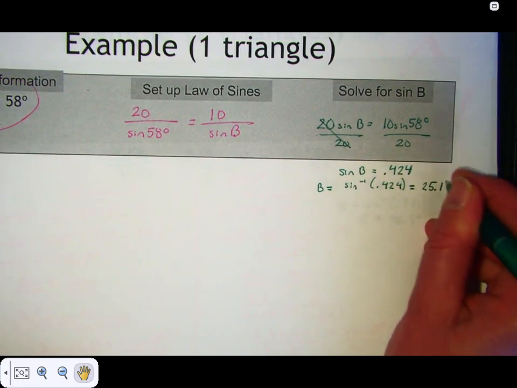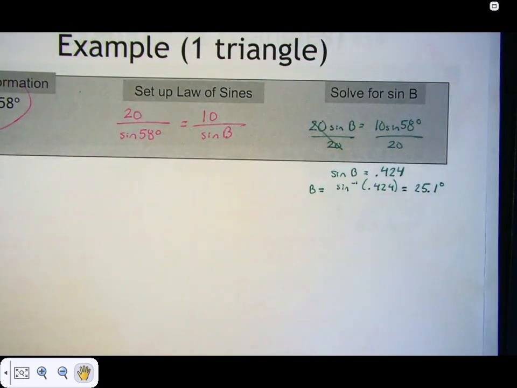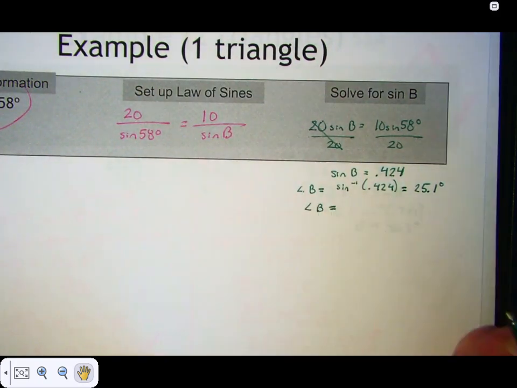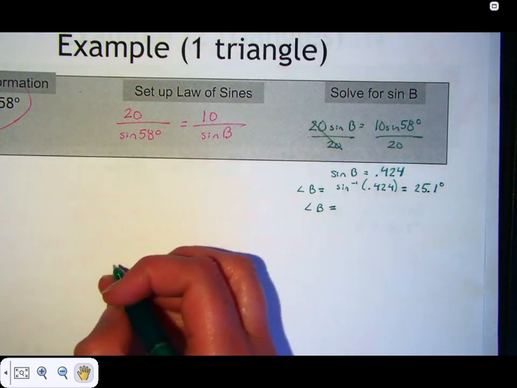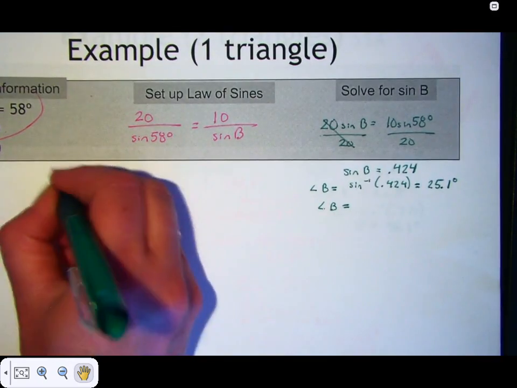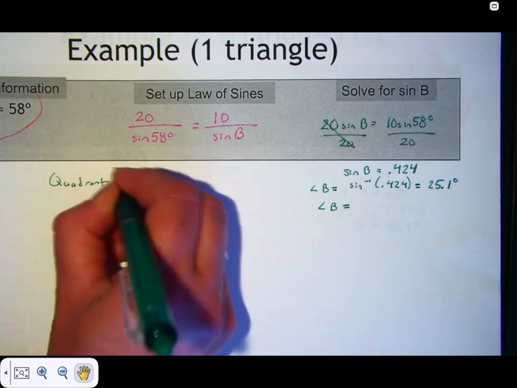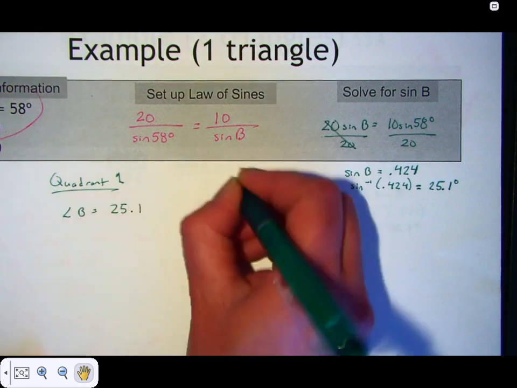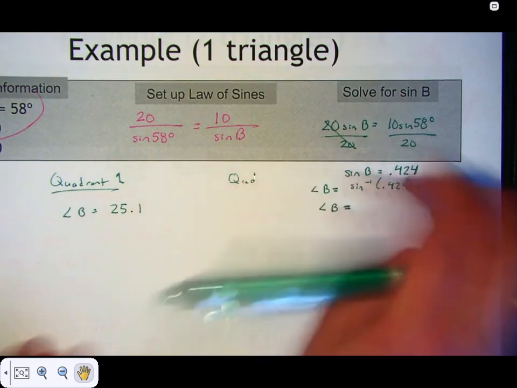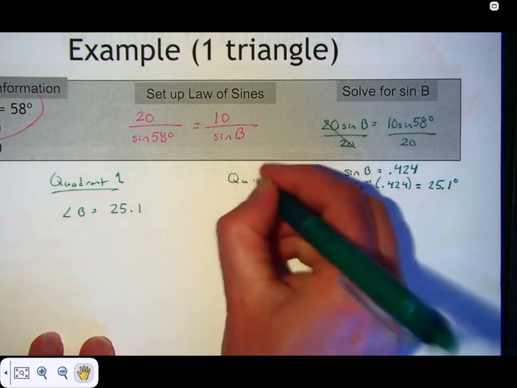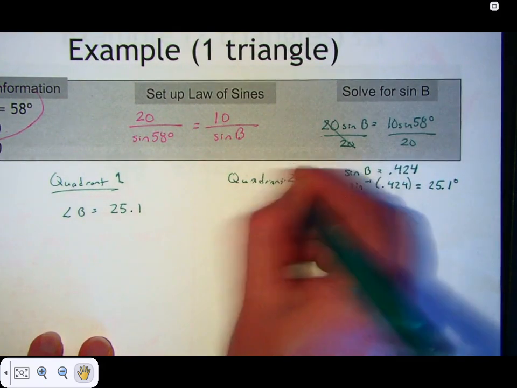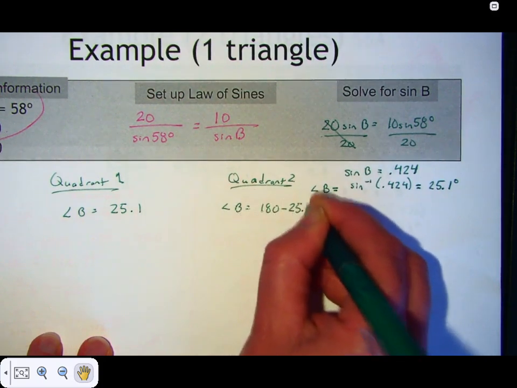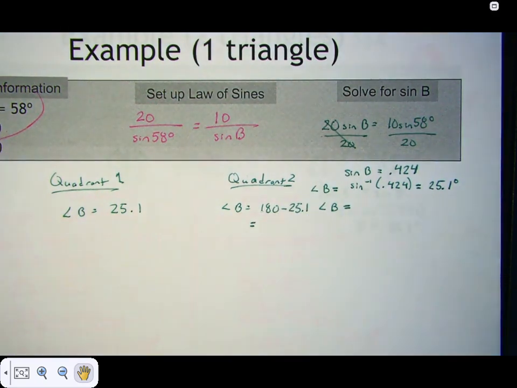25.1. So we know that's one thing. What's the other thing that angle B could be? That's right. Perfect. So in quadrant 1, we know that angle B is 25.1. In quadrant 2, angle B would be 180 minus 25.1. And what is that?